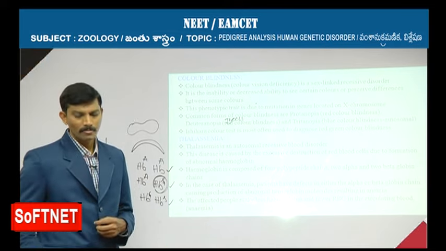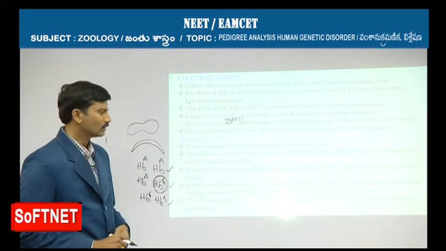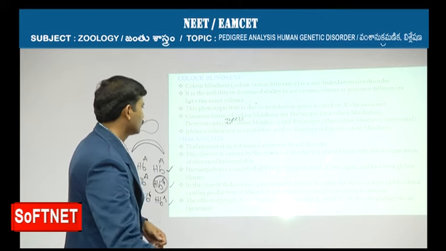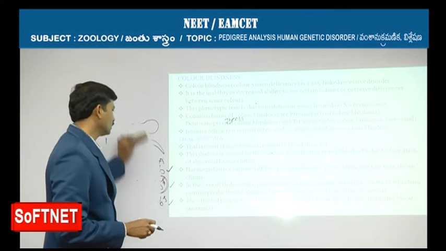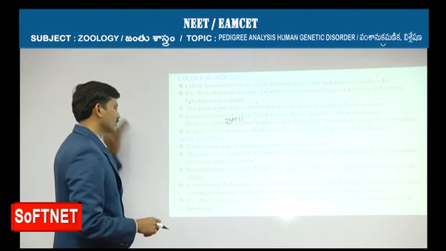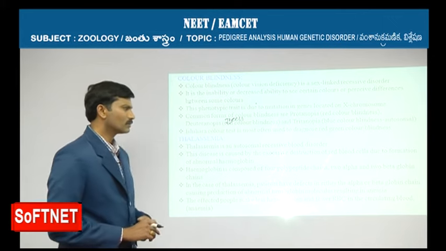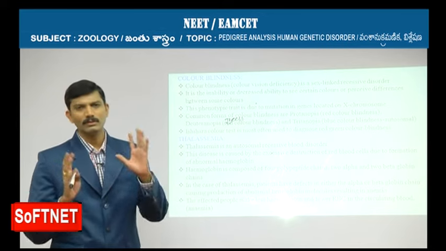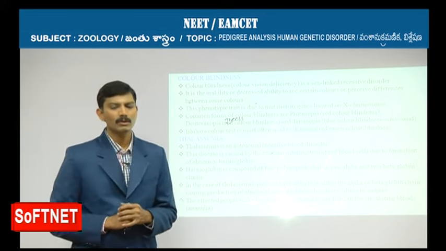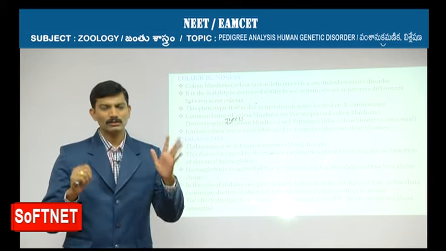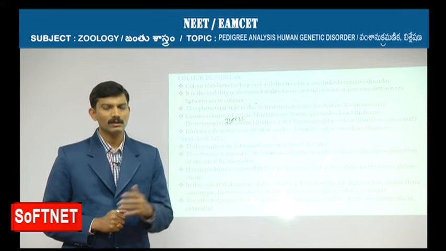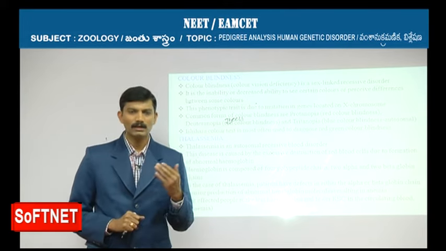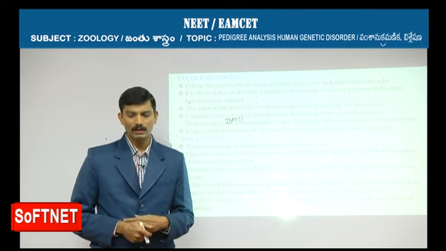Coming to another important kind of disorder, that is thalassemia. Thalassemia is an autosomal recessive blood disorder. This disease is caused by the excessive destruction of RBC cells and the formation of abnormal hemoglobin. Now, hemoglobin, as we studied previously, is composed of four polypeptide chains, of which two are alpha and two are beta.